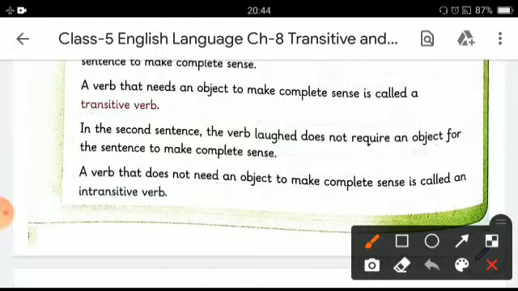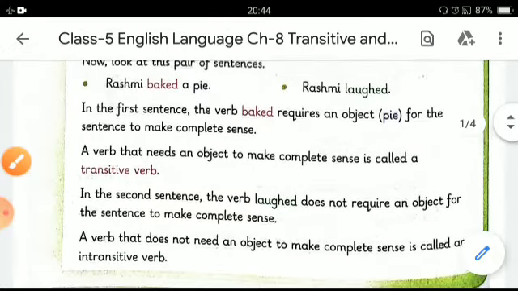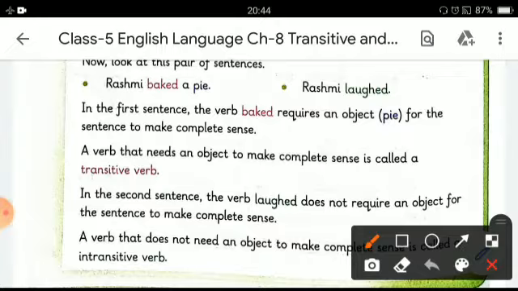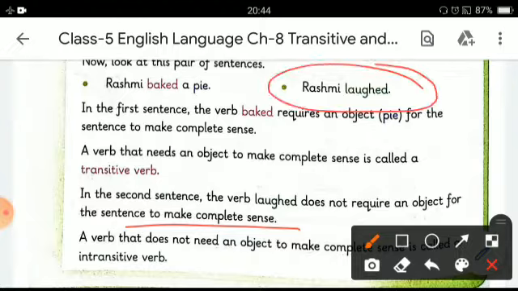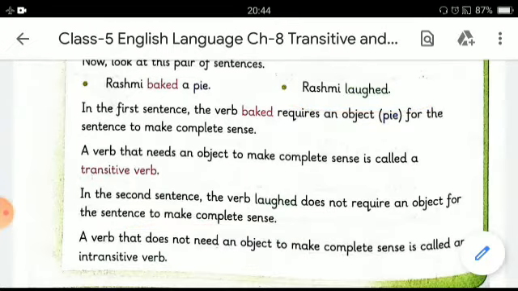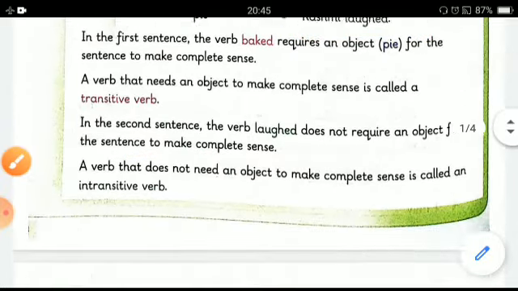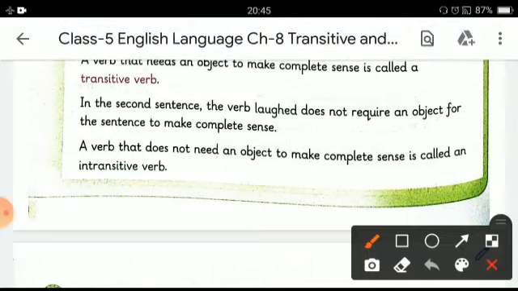And in the second sentence, the verb laughed does not require an object for the sentence to make complete sense. The sentence is complete in itself with its complete meaning but without any object. So, a verb that does not need an object to make complete sense is called an intransitive verb.